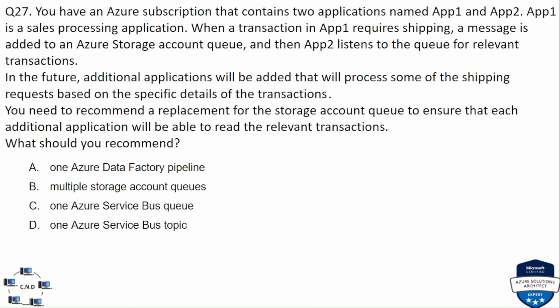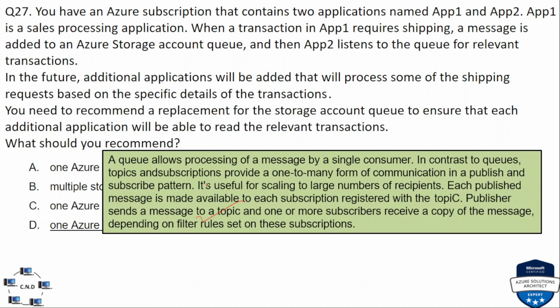What should you recommend? And the options are A. One Azure Data Factory pipeline, B. Multiple storage account queues, C. One Azure Service Bus queue, and D. One Azure Service Bus topic. And the correct option is option D. One Azure Service Bus topic. And this is the explanation of this correct option. So let's get to the next question.